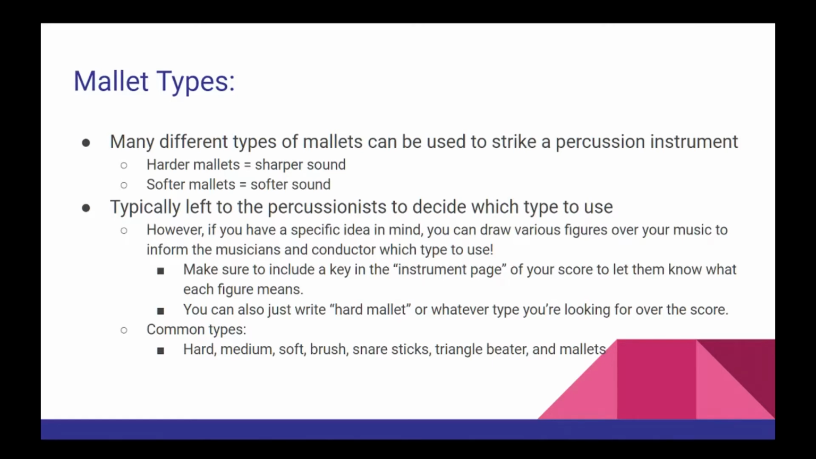However, if you do have a specific idea in mind, you can use various figures drawn above your staves to notate which mallets to use, and when. Just make sure to include a key on the instrumentation page of your score, to let the conductor and the musicians know which mallet the figure stands for. Common mallet types include hard tip, medium tip, soft tip, brush, snare sticks, triangle beaters, and hammers or mallets.